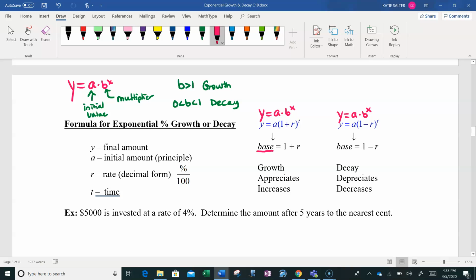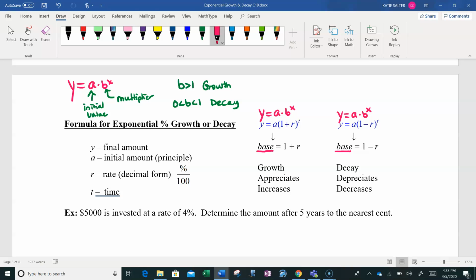And when we do that rate, it's always in decimal form. So you're always going to take your percent and divide it by 100. Where if it's decaying, to get that base, we're going to do 1 minus that rate. So think about what we did here. When it grew by 6%, we said 1 plus 0.06, which gave us our multiplier of 1.06. Where when it was decaying by 8%, we said 100% minus 8%, which was 92%, and our decay factor right here was 0.92.